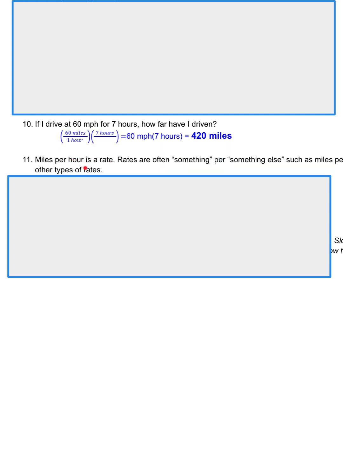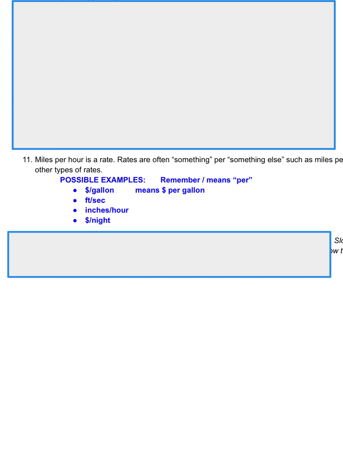Miles per hour is a rate. Rates are often something per something else. So miles per hour. What are other types of rates? Take a moment and try to figure those out. You know a lot of different rates. Something per something. Here's a few examples. Remember the slash here means per.